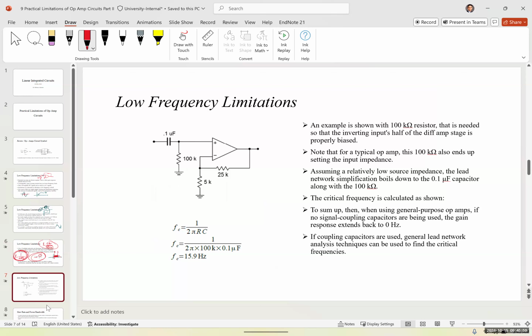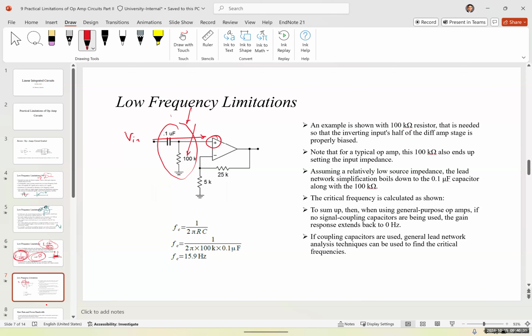We have an op amp. First of all, let me ask this. What type of op amp amplifier is this? Is it a non-inverting or an inverting? It's a non-inverting. Why? Because the input signal is connected to the positive input, okay? And we added this RC circuit over here, and these two are the components that determine the cutoff frequency.